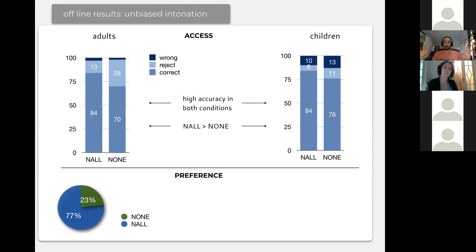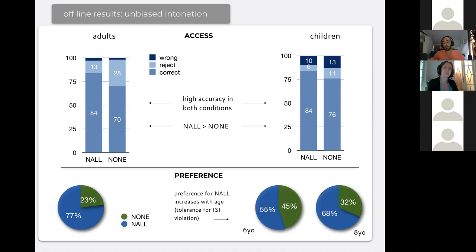Well, the adults have a very strong preference for the implicature, 77%, unsurprisingly. Whereas the children, here we split them in two different age ranges, about 6-year-olds versus 8-year-olds of average age, you can see that they have a much milder preference for the implicature. So 55% for 6-year-olds and 68% for 8-year-olds. So you have this nice effect that the preference for the implicature increases as age increases. And this is in line with the idea that younger children, for some reason, tolerate implicature violations.